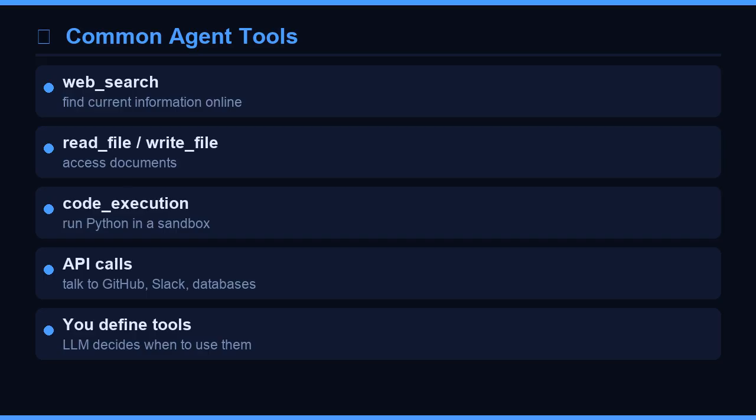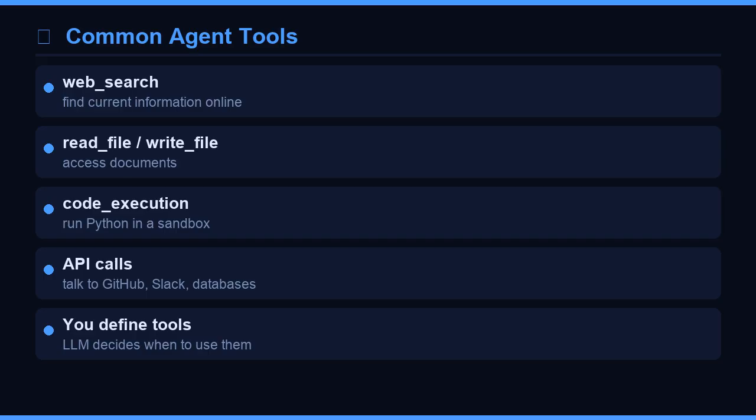Here's the flow. You ask the agent a question. The LLM reasons: do I need a tool to answer this? If yes, it outputs a tool call with arguments. Your code runs the tool and passes the result back. The LLM reads the result and continues. That's the tool use loop. And it's the core of every agent.